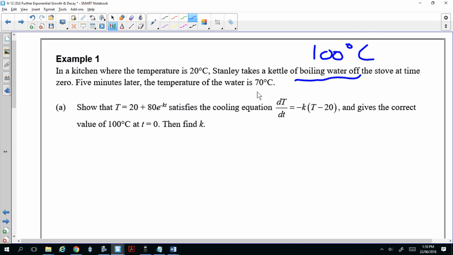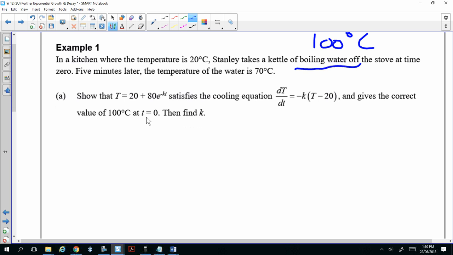Show that this... So usually the question will give you a formula. You don't have to come up with that formula. They give you the formula and ask you to prove that it works for this, and that it gives the correct temperature of 100 degrees, the boiling temperature at time 0. After that, find k.